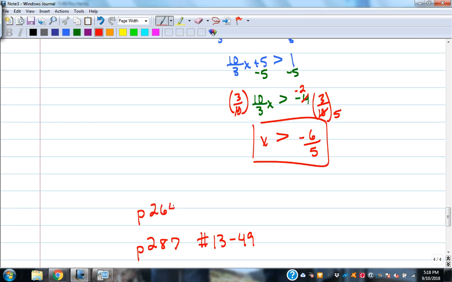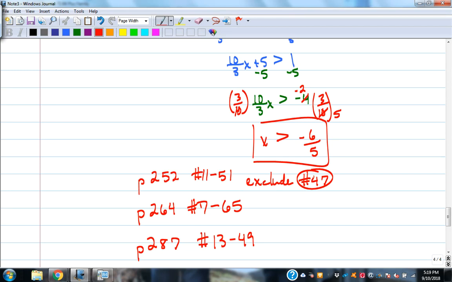3.5 is on page 264 in the new edition. There, 7 through 65. And then 3.4, the first section we talked about, was page 252, 11 through 51. Exclude number 47. It's a doozy. So if you're looking in the book to do some practice, skip 47. It will do nothing but frustrate you and you won't gain much from it.